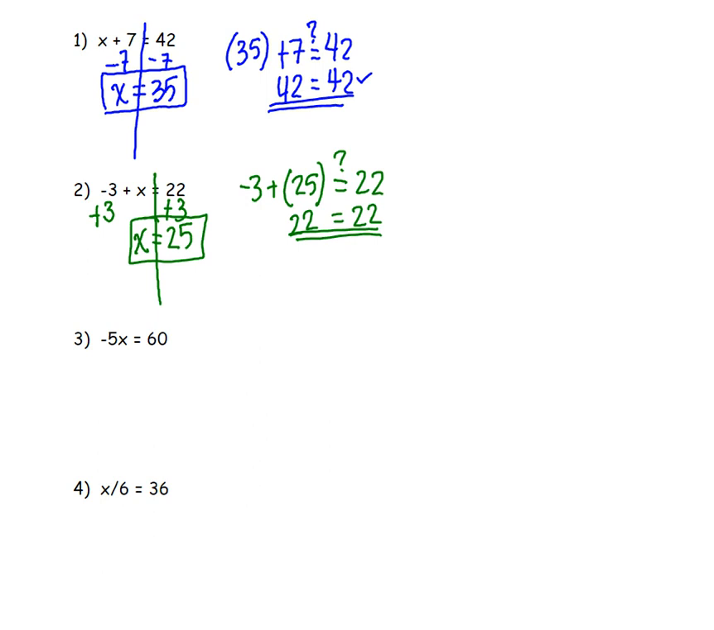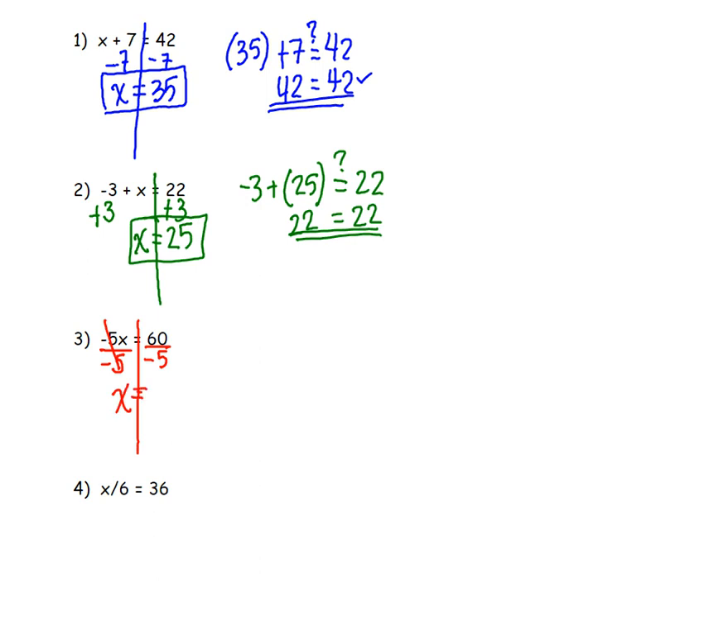Next, here we go. I've got negative 5x equals 60. That negative 5 is multiplying with the x, so I need to do the opposite, which is divide to make it go away. And I have to do the same thing on both sides. I'm going to divide by 5 on both sides, or by negative 5, I mean. Negative 5 divided by 5 is 1. That one's that out, I like to say. 1 times x is just x.